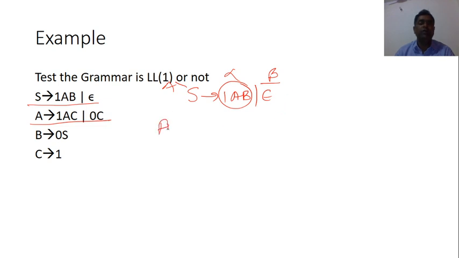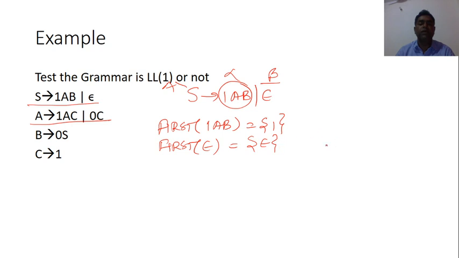Find out first of alpha. First of alpha means first of 1AB, and it is equal to 1. Next, find out first of beta. First of beta is empty. Just find out the intersection of these.